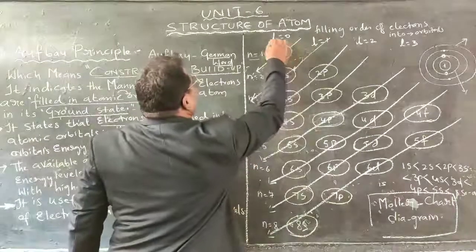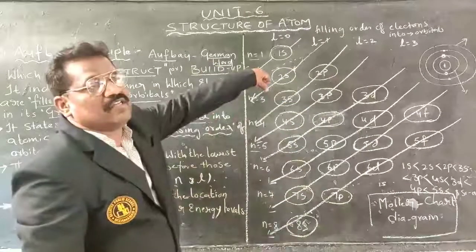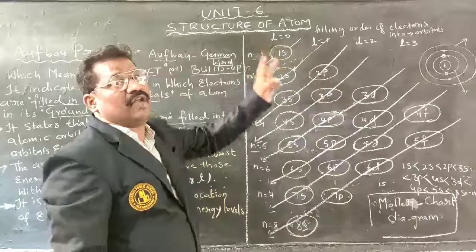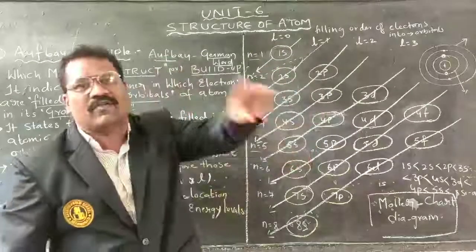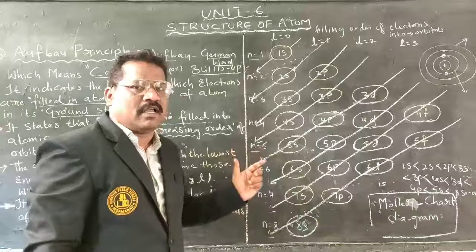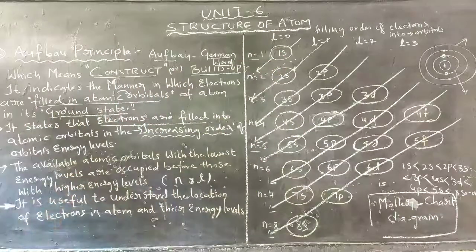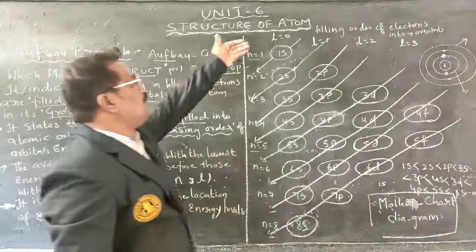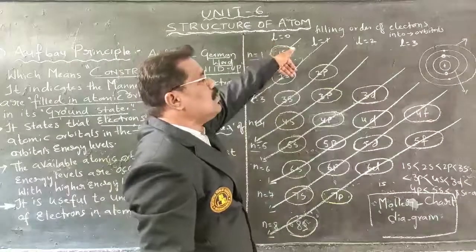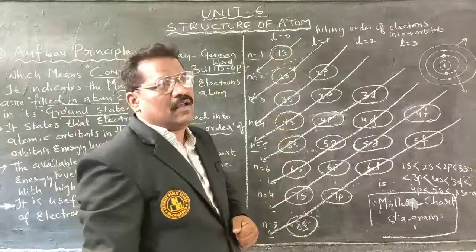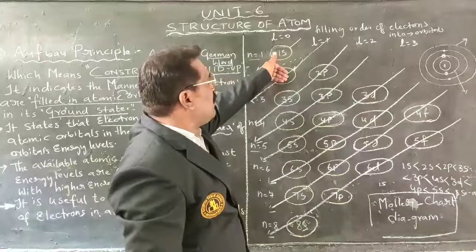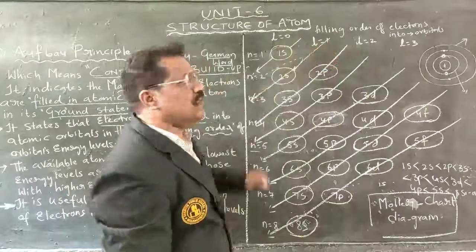To identify which orbital has the lowest energy, we have two rules. Later on, we will go through the rules, and I will explain it clearly. The orbital which has the lowest energy will be occupied first. Then after completely filling up that orbital, it will enter into the next higher energy orbital.